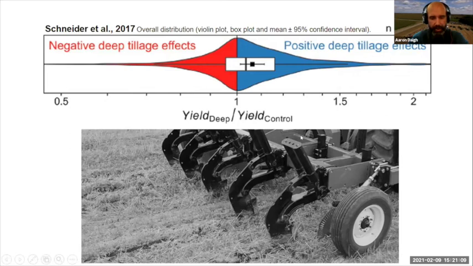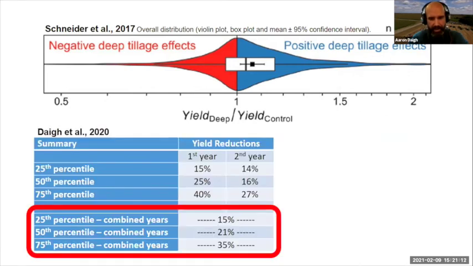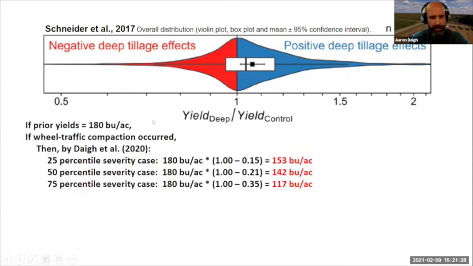The reason why I point that out is because let's run a scenario here. Let's go back to those consequences I mentioned earlier, where if you know you have compaction, if you're anywhere from the 25th percentile to 75th percentile in severity, you might be in between 15 to 35% yield losses. Let's take those and say we're doing corn and we got 180 bushels as our prior yields. And we applied these yield consequences for these different levels of severity. You'd see yields drop down to about 153 down to 117 bushels per acre due to that deep compaction for the next couple of years.